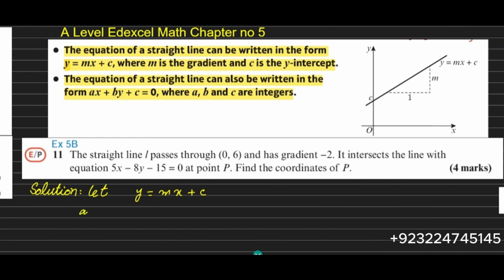Then as the point is (0, 6) and gradient m we are given is minus 2. So we apply the point form y = mx + c. In place of y, we will write 6 and in place of m, which is the gradient, we will write minus 2. The value of x is 0 plus c. So we get the value of c is 6.